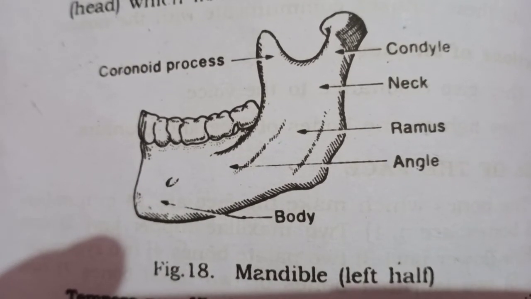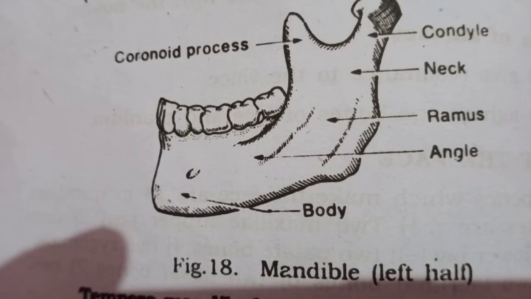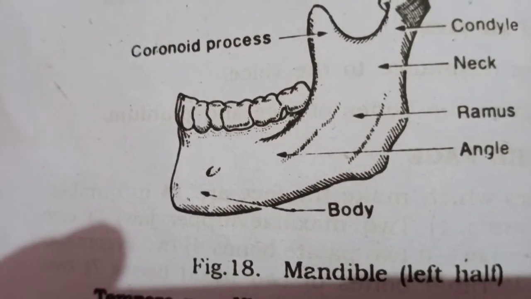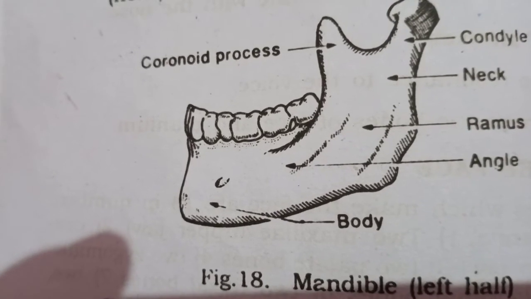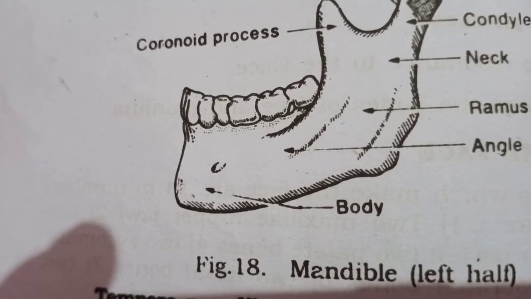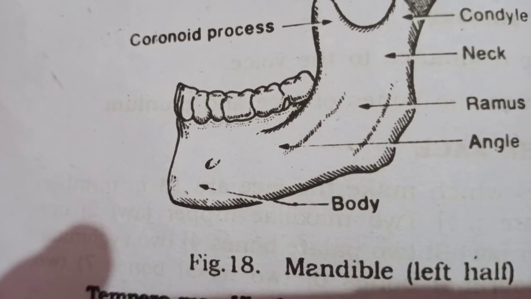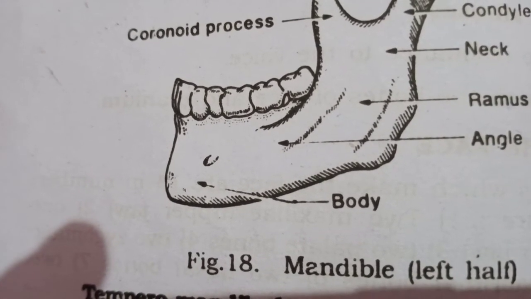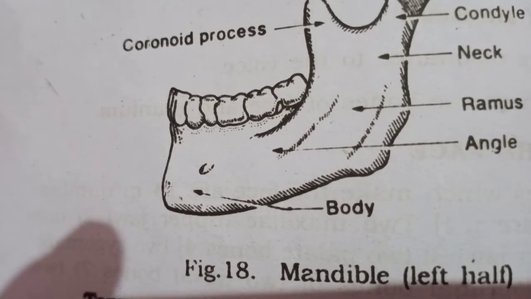This is the diagram of mandible. This bone forms the lower jaw and is the only movable bone of the skull. It contains a body which is the horizontal part in the center. It contains the lower teeth and forms the chin.